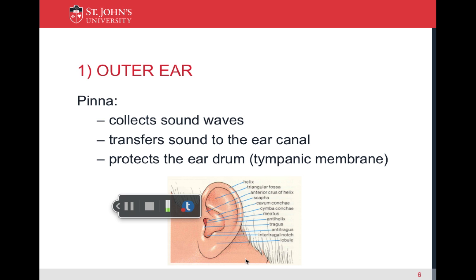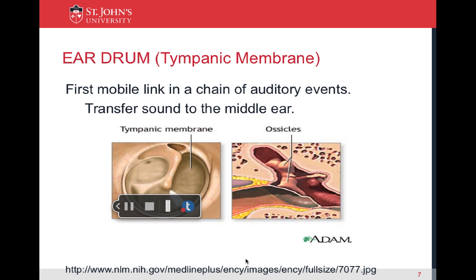That's your pinna. It collects sound waves and it transfers the sound waves through to your ear canal. It terminates at the eardrum. This is the marker between your outer ear and your middle ear. So you have your ear canal here, and then your tympanic membrane, or your eardrum. Your eardrum is the first mobile link in a chain of auditory events that transfer sound to the middle ear.